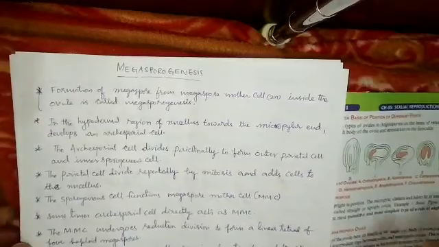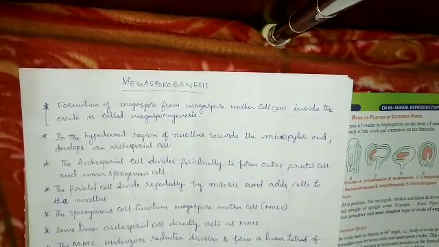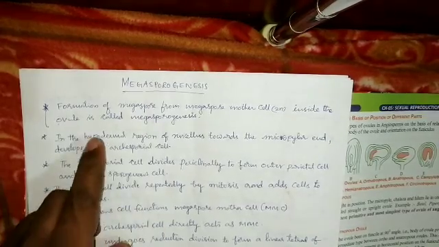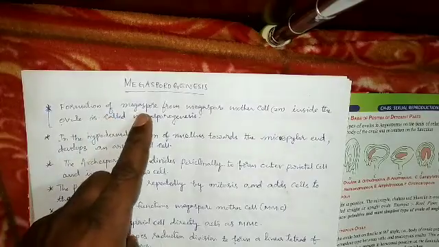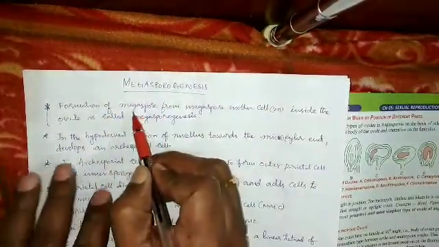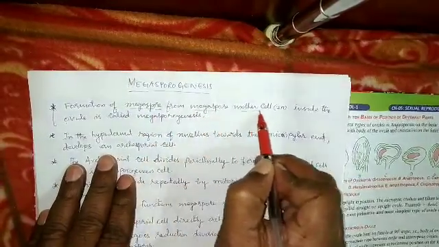Megasporogenesis is our main topic here. We already discussed microsporogenesis, the formation of the microspore from the microspore mother cell. Megasporogenesis means formation of the megaspore from the megaspore mother cell.